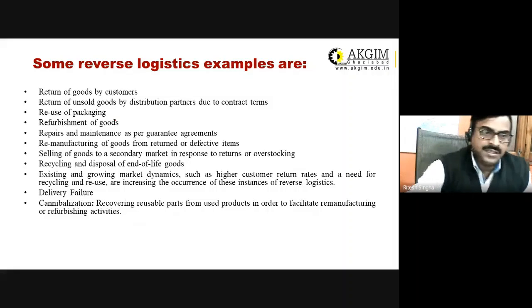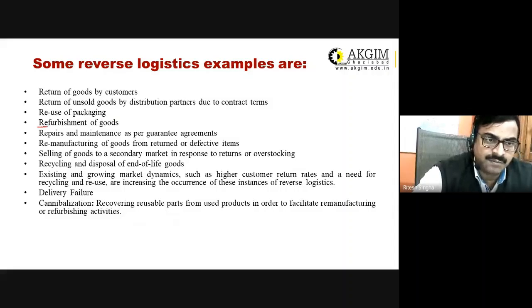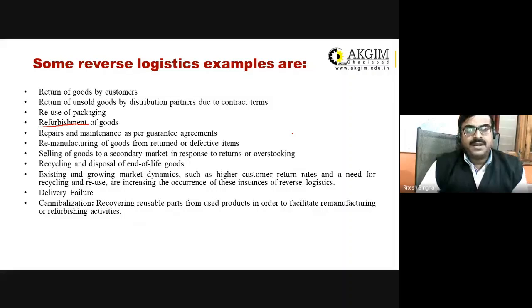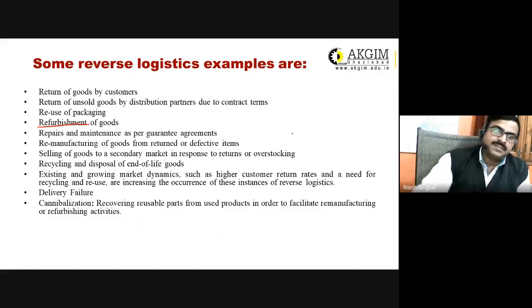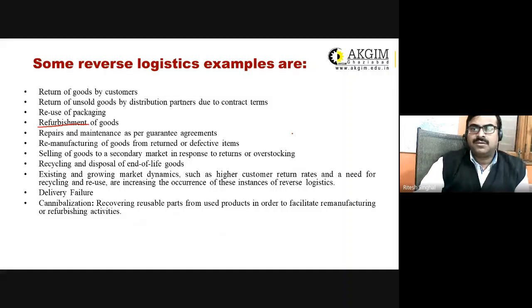refurbishment of goods. You can see this particular term refurbishment. It is very popular in online shopping nowadays. Refurbishment of goods, repair and maintenance as per guarantee scheme. Within guarantee, if you find some fault in your product, you may get it repaired or get maintenance. So you need to give back this product to the manufacturer or maybe retailer and maybe distributor in between. So remanufacturing of goods from returned or defective items, that is also there.